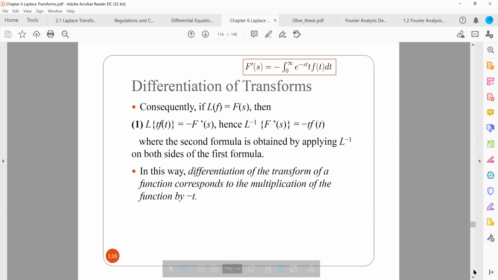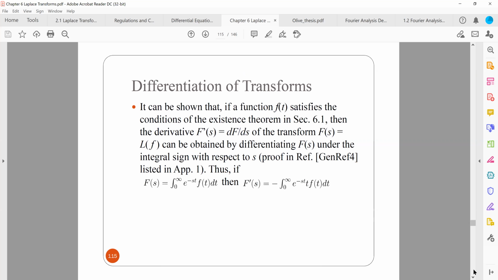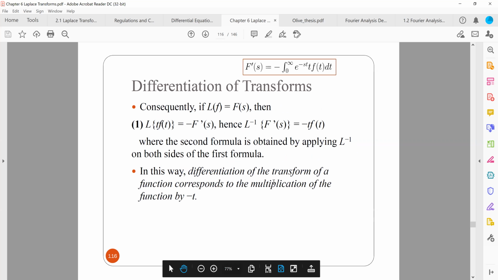Consequently, if the Laplace transform of f(t) is F(s), and you take the Laplace transform of t times f(t), you'll get the negative derivative. Sorry, I had forgotten to mention there's a minus sign. So if you take the Laplace transform of t f(t), you will get minus F'(s).